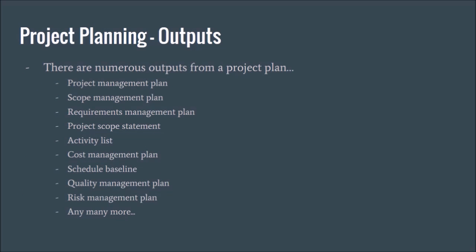There are numerous outputs from a project plan: the project management plan, the scope management plan, the requirements management plan, the project scope statement, the activity list, cost management plan, schedule baseline, quality management plan, risk management plan, and many more.